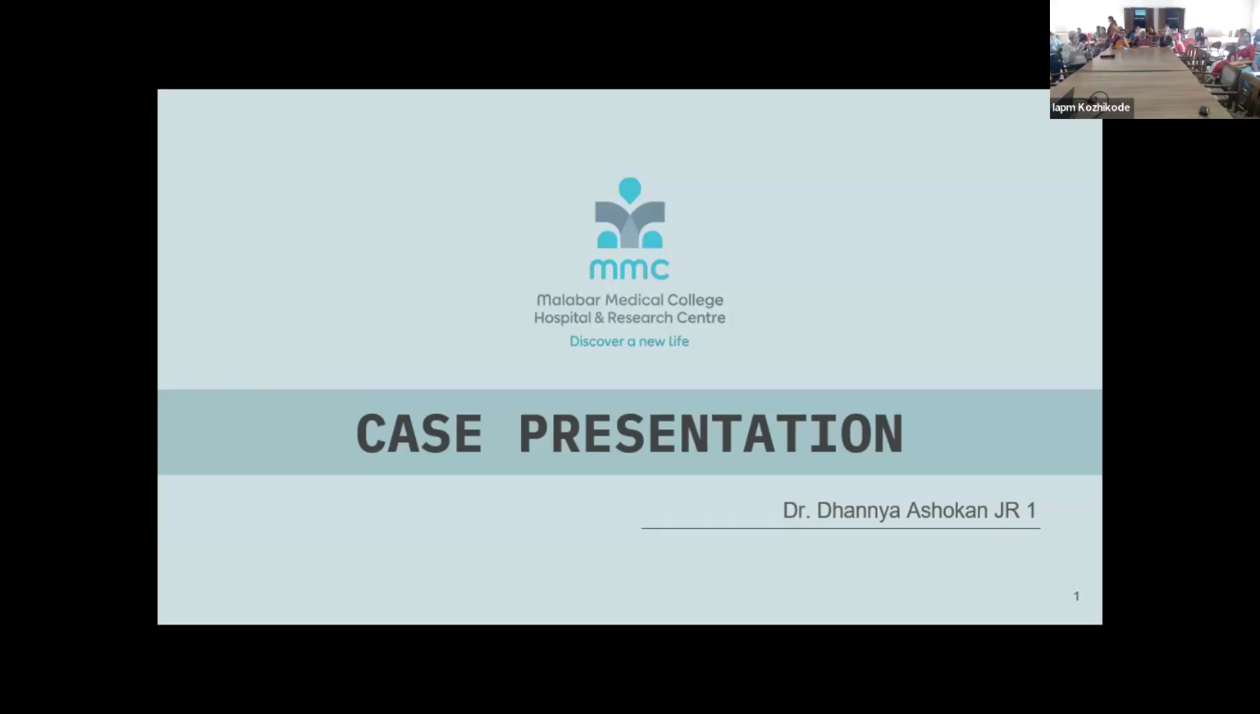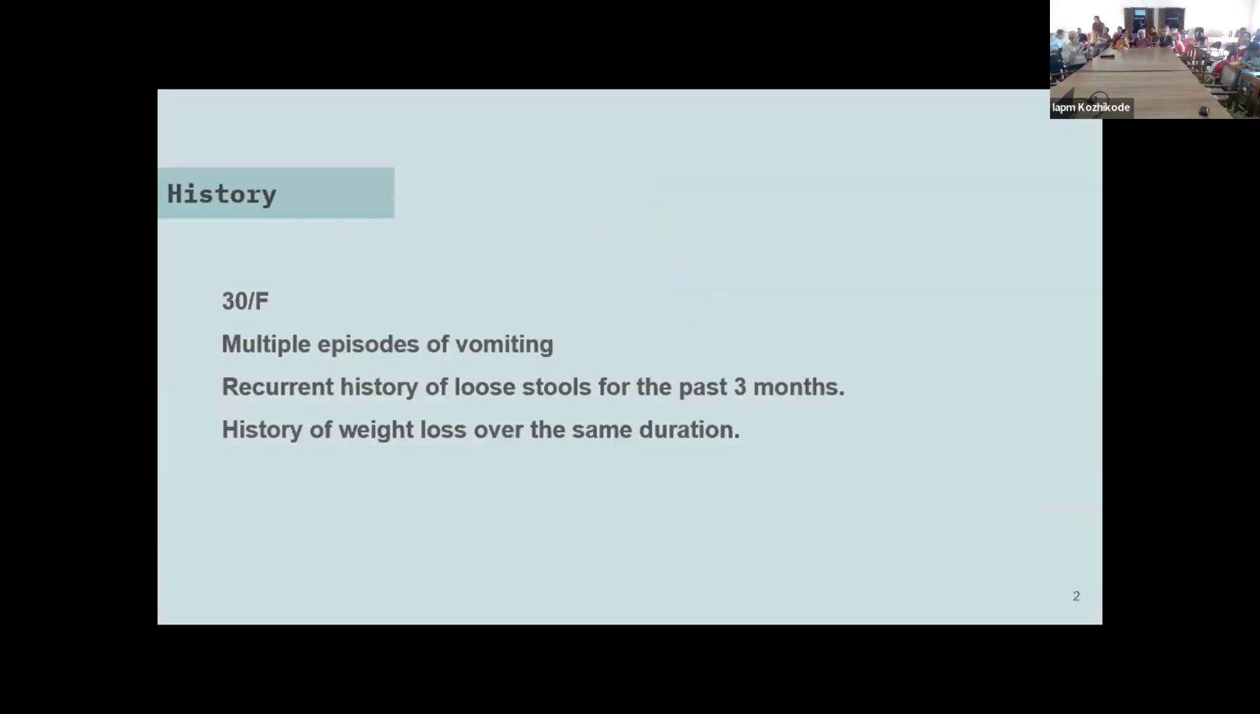Good afternoon. Today we are presenting a case of a 30-year-old female who presented with multiple episodes of vomiting and a recurrent history of loose stools for the past 3 months. She had a history of weight loss over the same duration, with no history of fever, abdominal pain, and blood in stools.